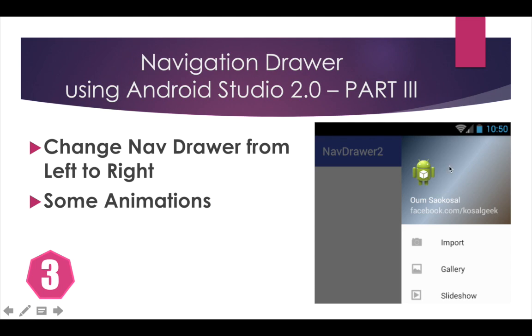As you can see on Facebook, if you go to the Facebook app, the navigation drawer still exists there, but it's not from the left side, it's from the right side. And so I will show you how to do that. And also the animation, like when you click on this one, the animation will come up, or maybe from the left, slide in, slide out like that. Okay, it's not the full animation, but it's like the basic thing.